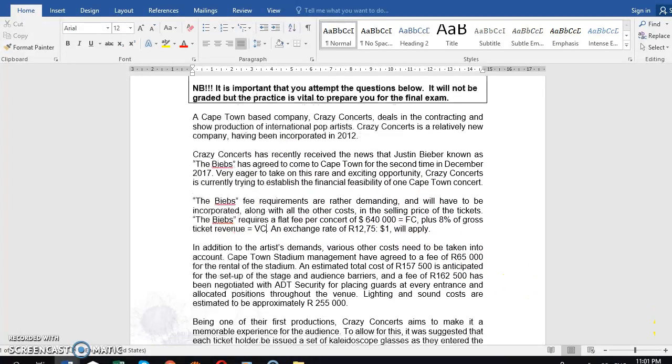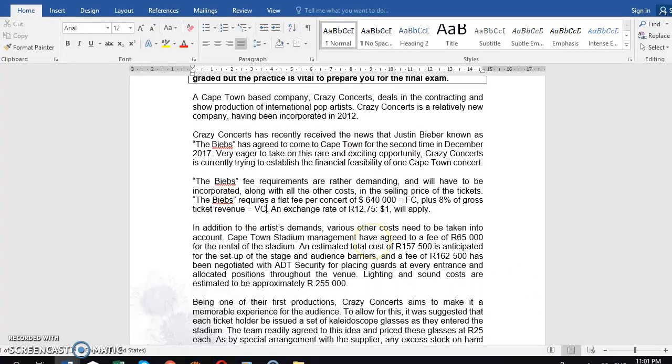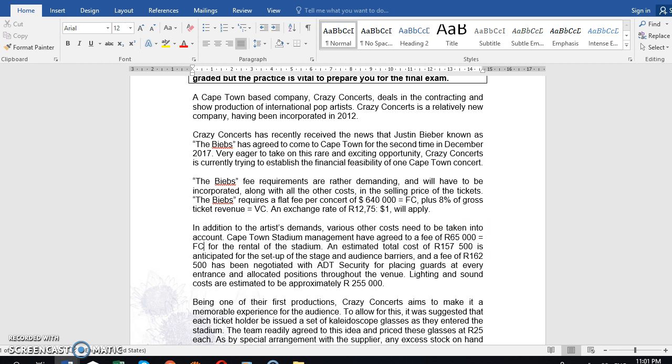Alright, then in the next paragraph they talk about, in addition to the artist demands, various other costs that need to be taken into account. The Cape Town management have agreed to a fee of $65,000 for the rental of the stadium. That $65,000 will need to be paid whether one person attends or thousands of people attend. So this $65,000 is also a fixed cost.